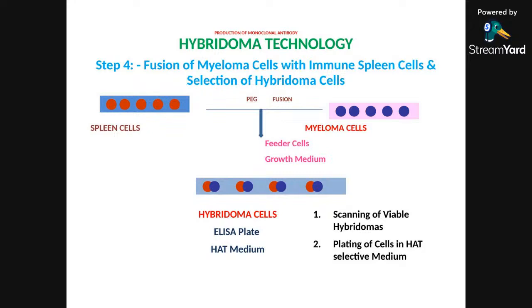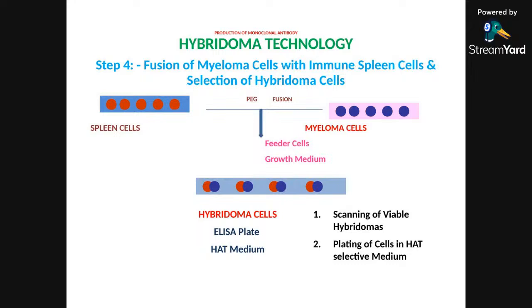The myeloma cells are fused with the spleen cells, which are already producing antibody, using PEG, polyethylene glycol. Then it will be grown in the HAT media. In this media, only the hybrid cells will grow. The spleen cells and the myeloma cells cannot grow at all.